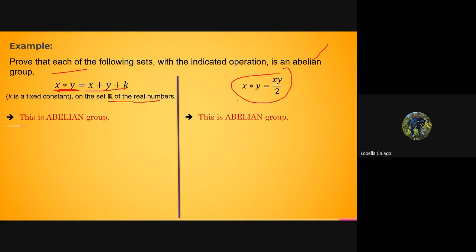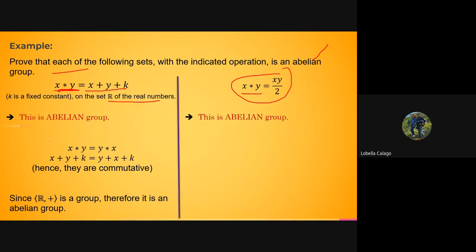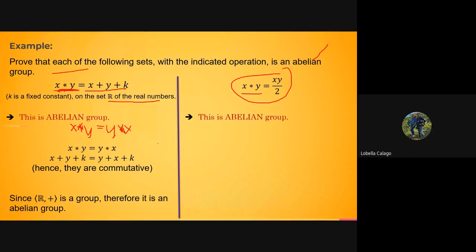This one, yung operation niya, which is equals to xy divided by 2, is abelian. Ibig sabihin, kahit mag-change yung kanyang order, parehas pa rin yung kanilang answer. So, ano isosolve natin? The abelian must be, which is x asterisk y, must be equals to y asterisk x. Since x asterisk y, sinabi naman dito na ito ang kanyang format, x plus y plus k. So, we have x plus y plus k.